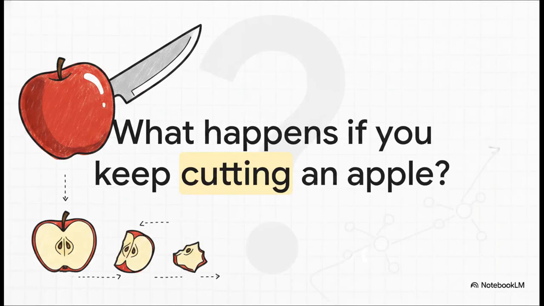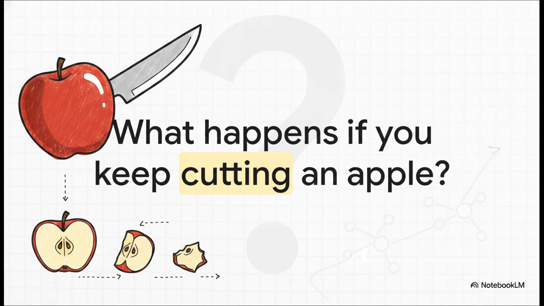Okay, picture this. You've got a crisp red apple sitting right in front of you on a cutting board. You take a knife and you slice it perfectly in half. Then you take one of those halves and cut it in half again, and again, and again. Now imagine you had a magically sharp knife and could just keep cutting that apple into smaller and smaller pieces forever. What would you eventually get?